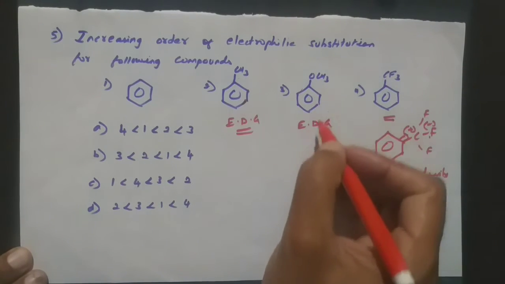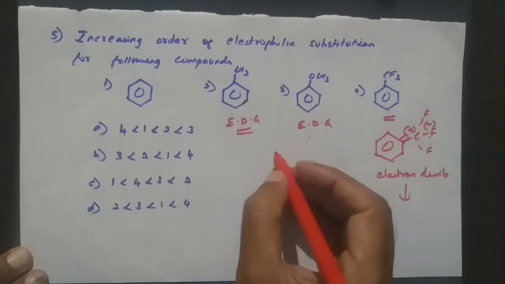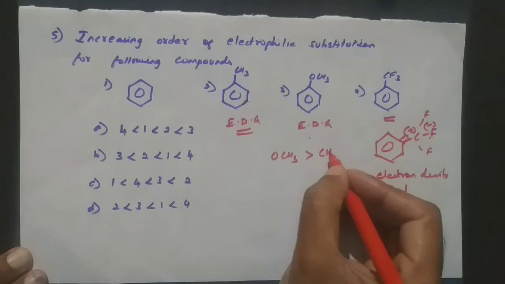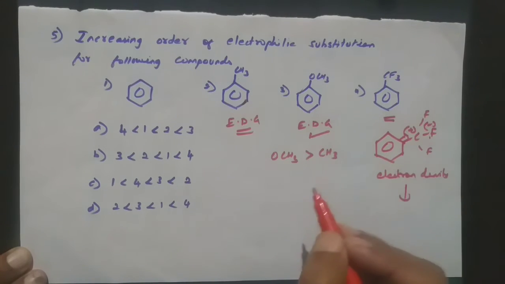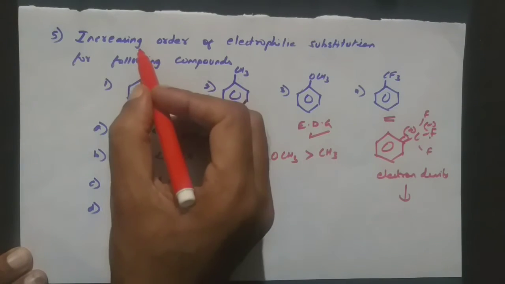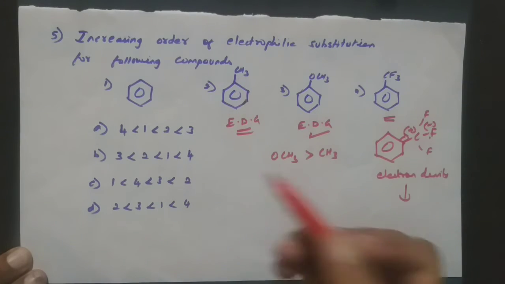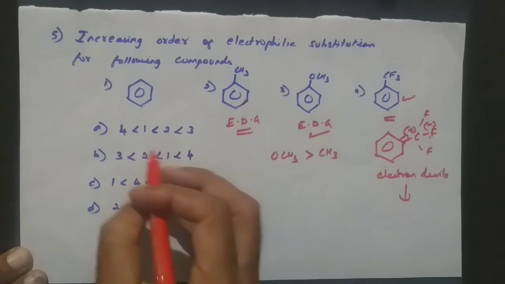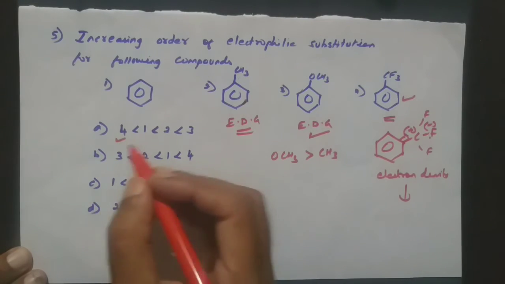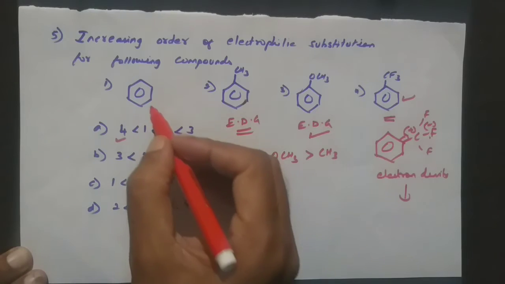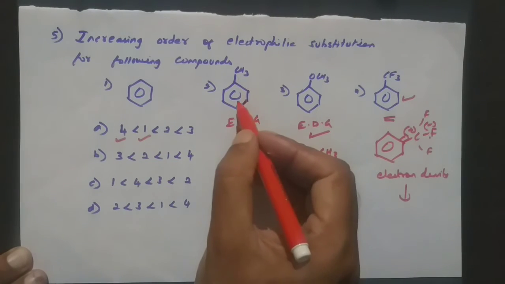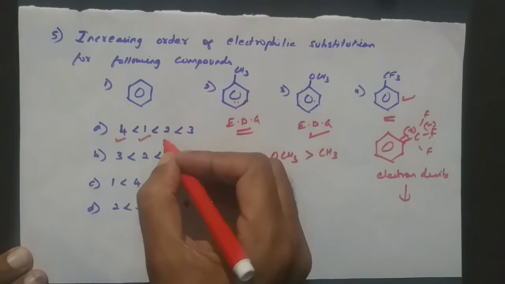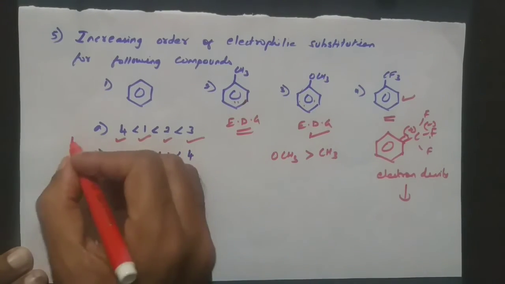Here also electron donating group, here also electron donating group, but as I told you, the OCH3 methoxy group is a better donating group than the methyl group. So this will be the first. When we write increasing order, we have to go from least to highest. So first will be CF3, option 4, because it's the least. Then followed by benzene because it is neutral. Out of these two, this is the best, so this comes next, so 2, and finally 3. So this will be the correct option.